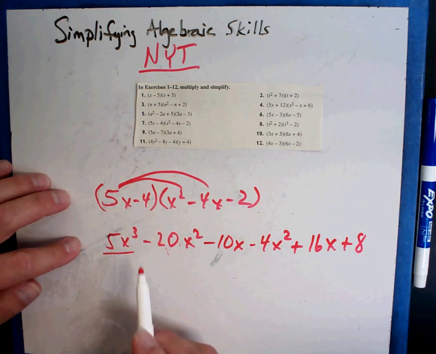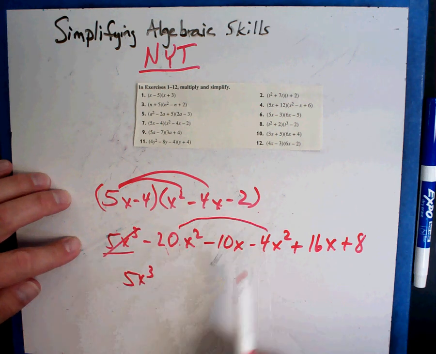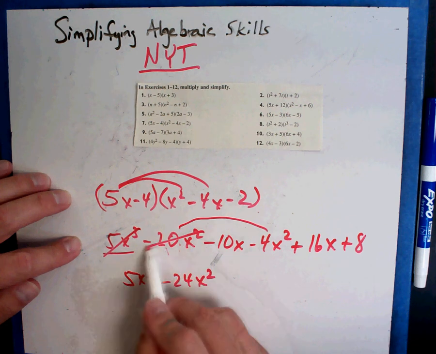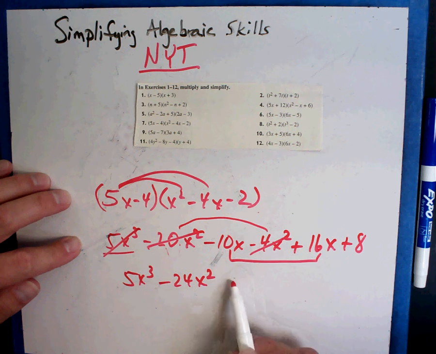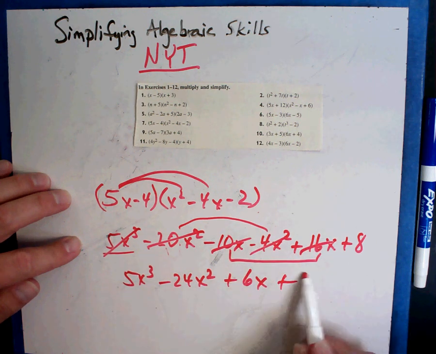I only see one of those, so 5x cubed, that's all there is to that one. I see these 2 match. Minus 20 and 4 is minus 24x squared. I see that these two go together. Minus 10 and plus 16, that's a plus 6x. Those are gone. Plus 8.